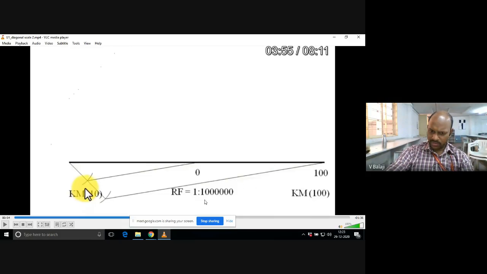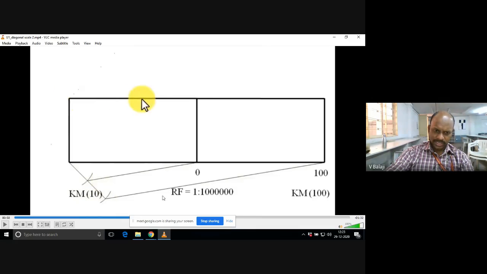Write the RF value here. Right hand side of 0, only one part. Each part here is completely 100 kilometer. One part on the left hand side is also completely 100 kilometer. Now we are constructing the diagonal scale. You take 4 or 5 centimeter height, as usual, same as the previous problem. Same procedure again. The first part, on the left hand side of the 0 mark, contains 100 kilometers, right?